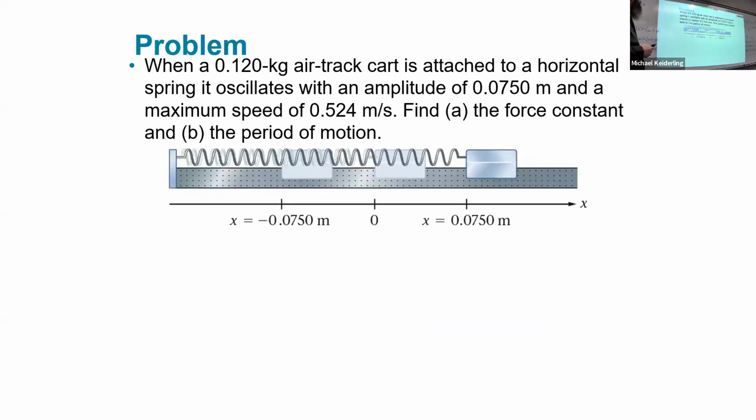So if I have a 0.12 kilogram air track cart attached to a horizontal spring that oscillates with an amplitude of 0.075 meters and a maximum speed of 0.524 meters per second, find the force constant and the period of motion. So the maximum speed is just going to be the amplitude times omega, because that's the biggest value you're going to get from this function.